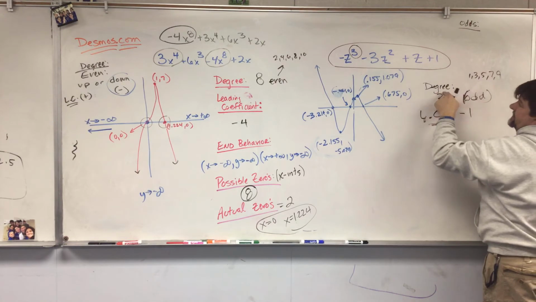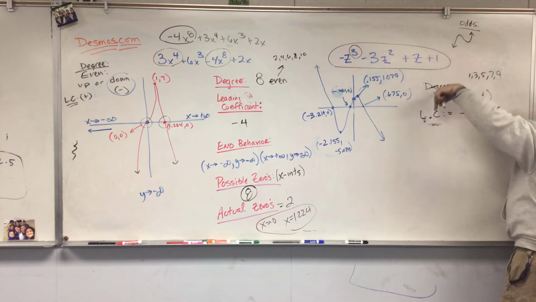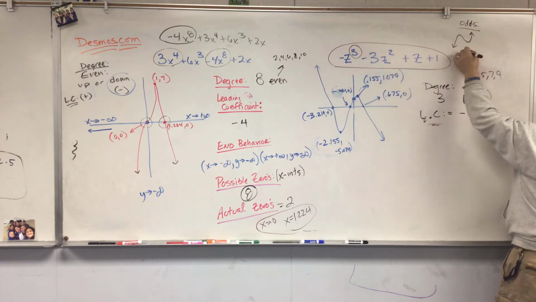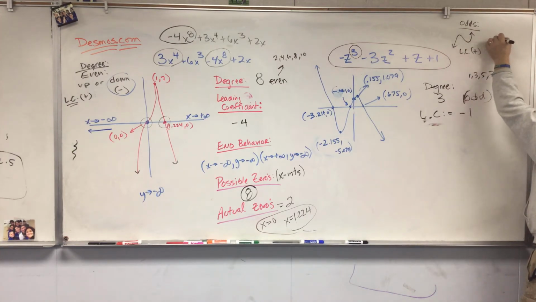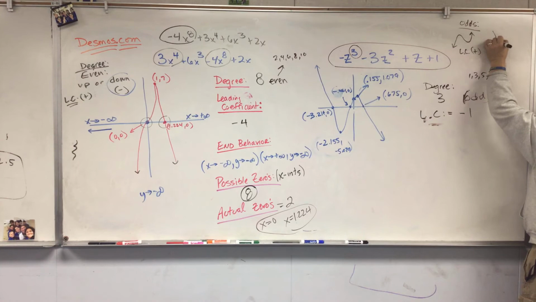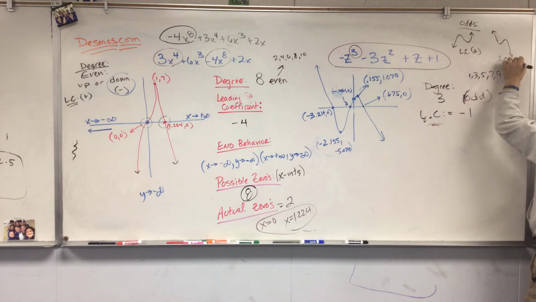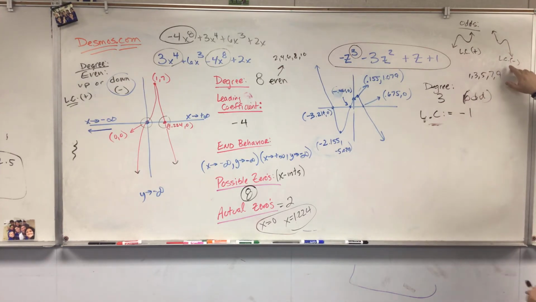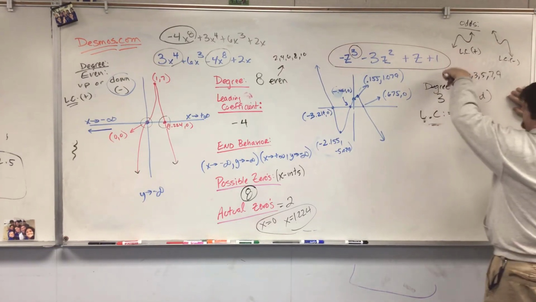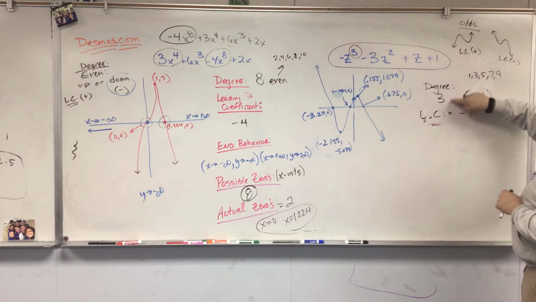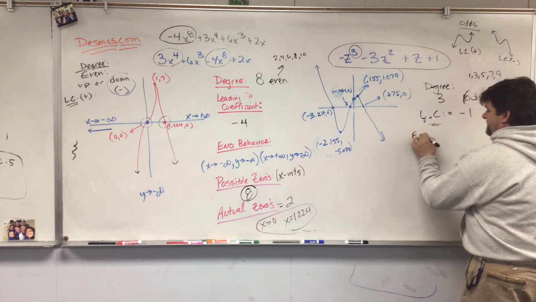Odd degrees are either like this, one pointed down to the left and one pointed up to the right, and that's if the LC is positive, and the other way is one's pointed up to the left and the other one's down to the right, and that is if the LC is negative. So if the leading coefficient is negative, it points up to the left and down to the right. If it's positive, it points down to the left and up to the right. So odd degrees always have these ends that look like that. So what does that tell us about our end behavior?